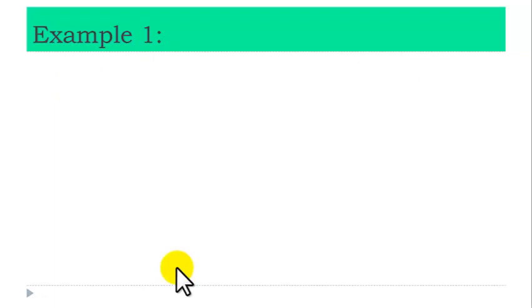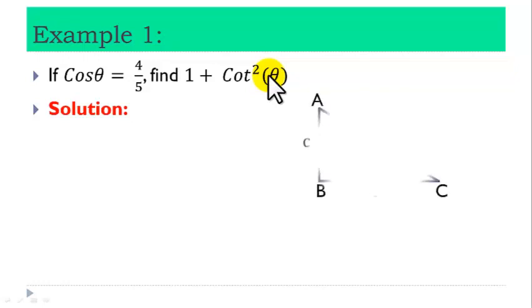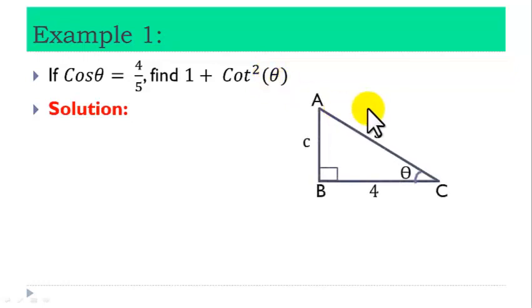Example 1. If cos theta is equal to 4 over 5, find the value of 1 plus cot squared theta. Solution. Let us draw a right angle triangle with angle ACB equal to theta. Then cos theta is given to be 4 over 5. That is, 4 is the adjacent while 5 is the hypotenuse. So we put BC equals to 4 and AC is equal to 5.